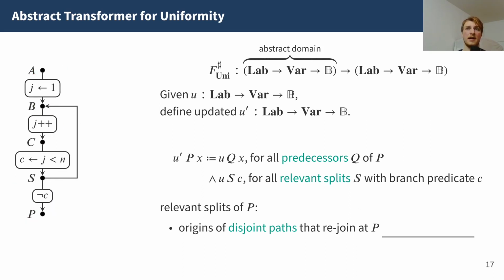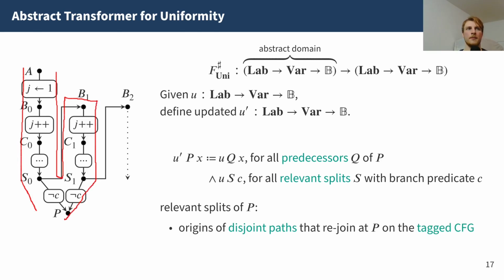Let's now consider our other example with a divergent loop exiting. Here we don't have disjoint paths on the CFG, but we do have disjoint paths on the tagged CFG. So we can reuse the concept we've used to define uniformity to define relevant splits. So we say the relevant splits of a program point P are the origins of disjoint paths that rejoin at P on the tagged CFG.